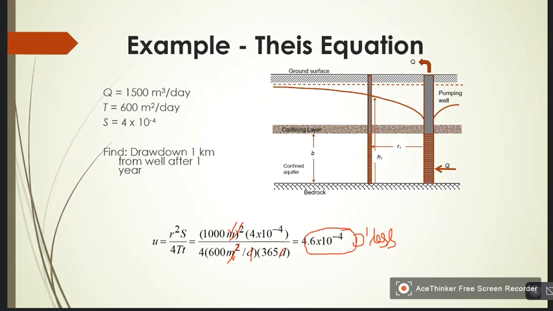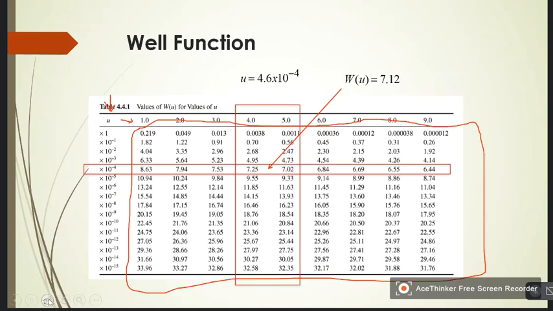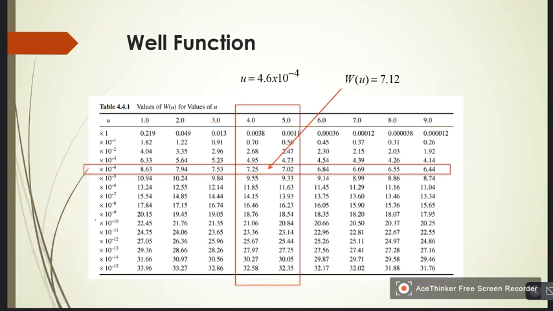Now we will use this value and enter into the table given in the next. So your U is 4.6 into 10 to the power of minus 4. This is for 1 into 10 to the power of minus 4, the value of WU; this is for 2 into 10 to the power of minus 4, this is for 3 into 10 to the power of minus 4, and for 4 into 10 to the power of minus 4, it is 7.25.